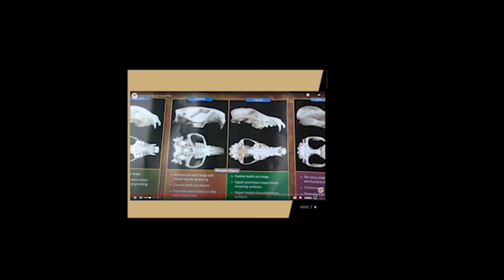So as another example, comparing the coyote and the beaver, a carnivore versus an herbivore, you can see very distinct incisors on the beaver. The canine teeth are absent, and the premolars and the molars are very flat for grinding, whereas the coyote has, again, these large canine teeth, and the upper premolars have sharp shearing surfaces, where the upper molars have flattened surfaces for grinding.